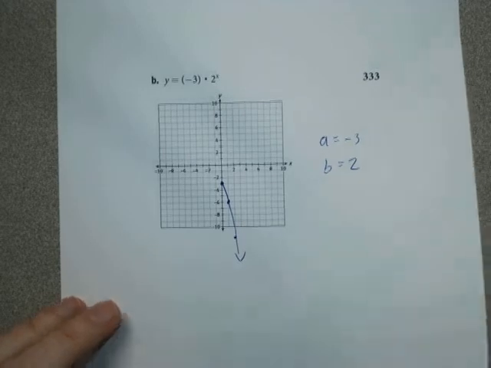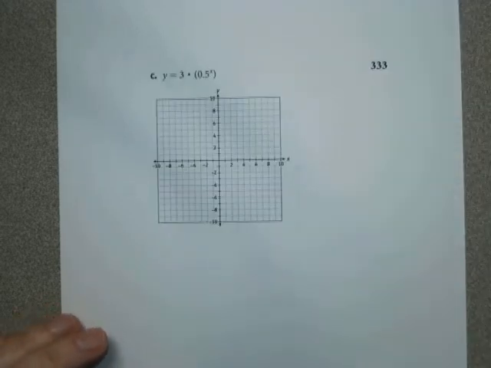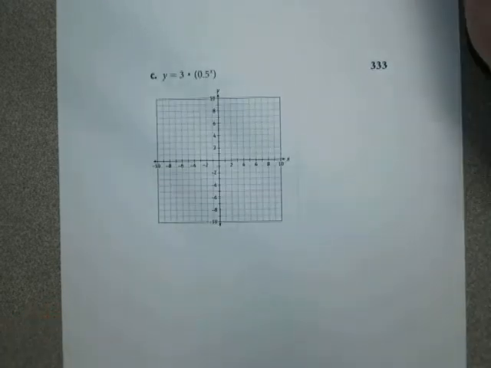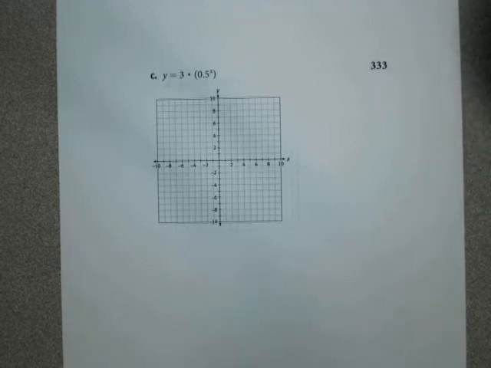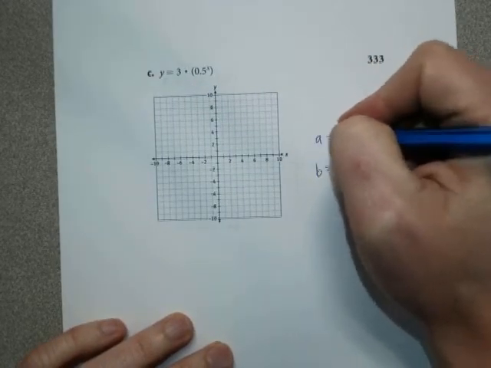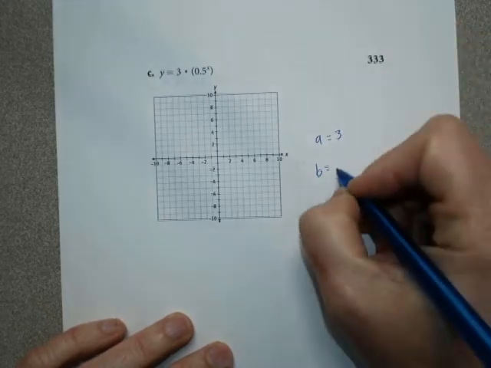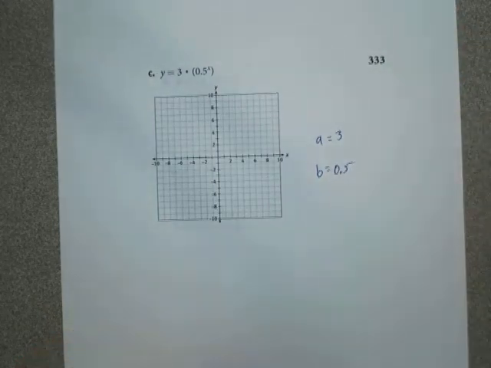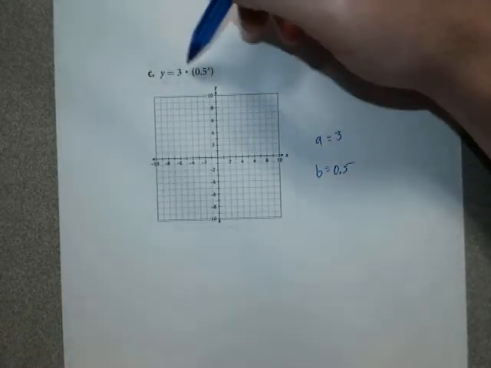All right, let's try this guy. We have 3 times 0.5 to the power of x. So again, we have an a value and a b value. A is our initial value, it's where we started. B is what our common ratio is. So we started at 3, our common ratio is 0.5, or half.